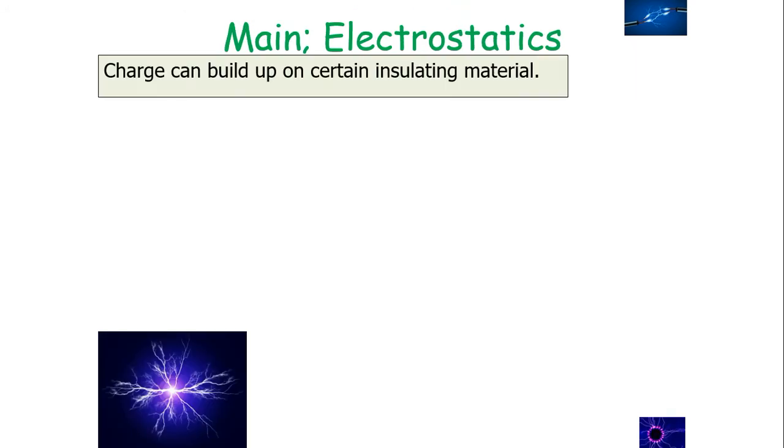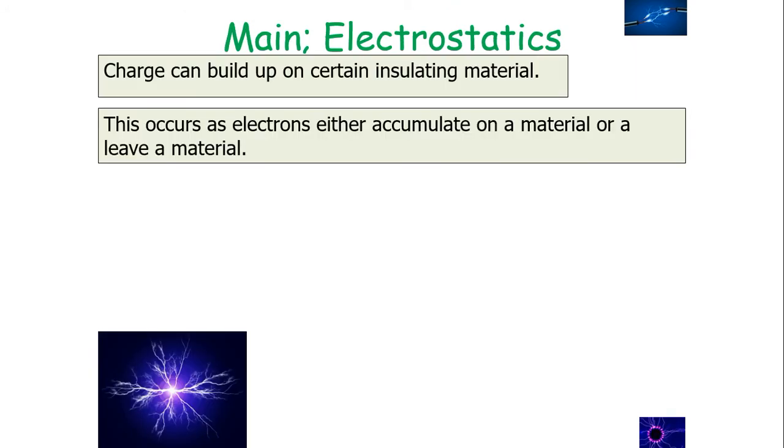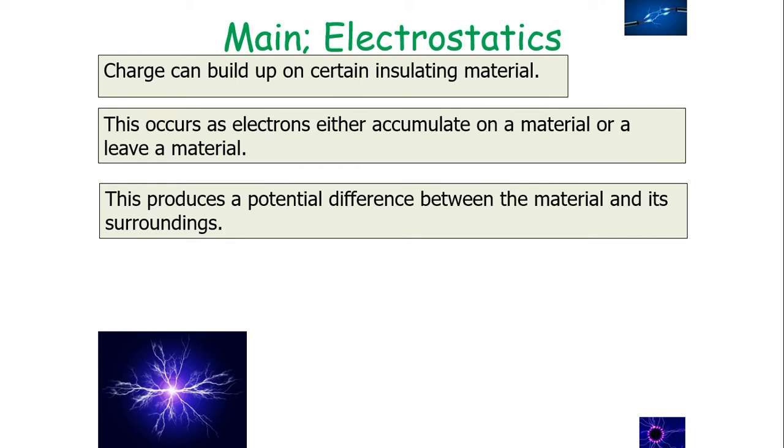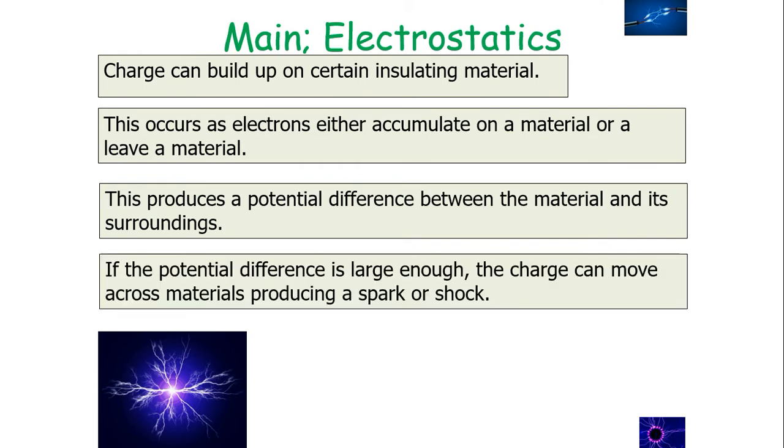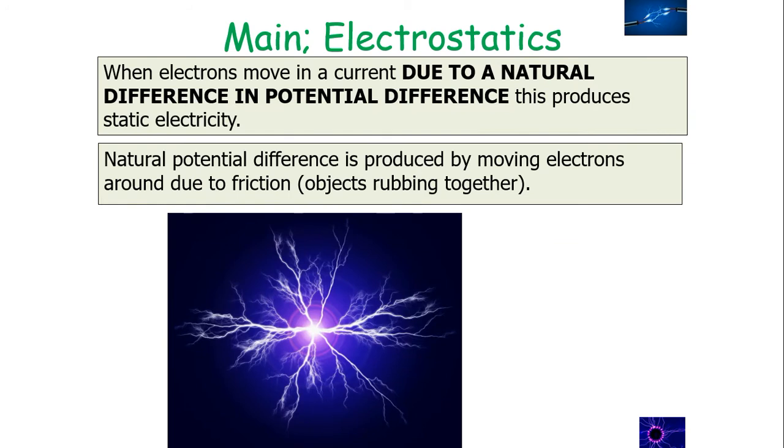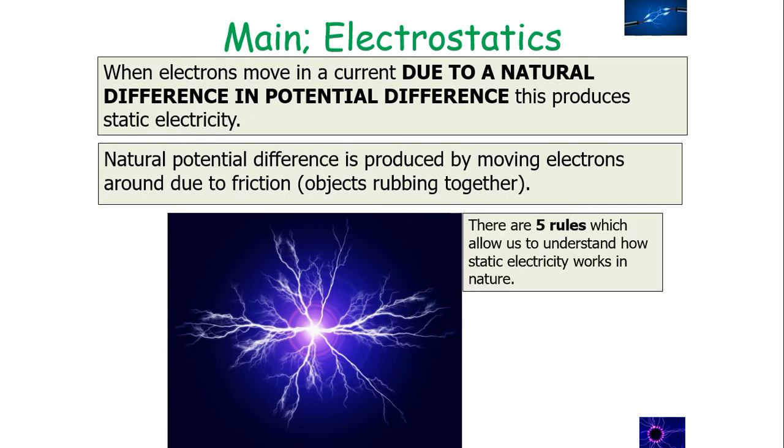Charge can build up on certain insulating materials. This occurs as electrons either accumulate on a material or leave a material. This produces a potential difference between the material and its surroundings, and if the potential difference is large enough, the charge can move across materials, producing a spark or a shock. When electrons move in a current due to a natural potential difference, this produces static electricity. Natural potential difference is produced by moving electrons around due to friction, objects rubbing together.